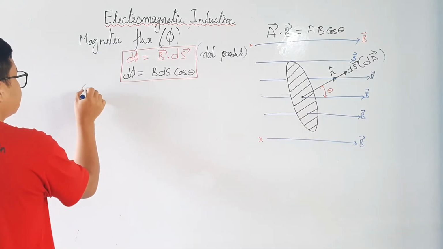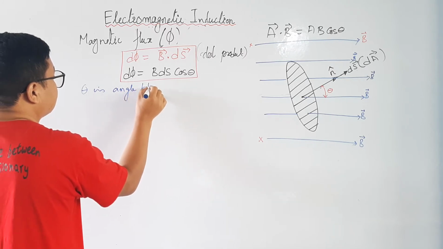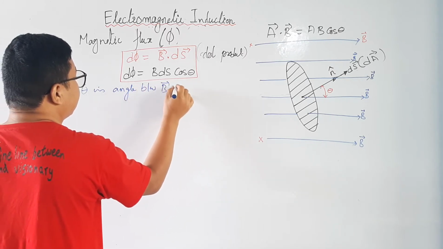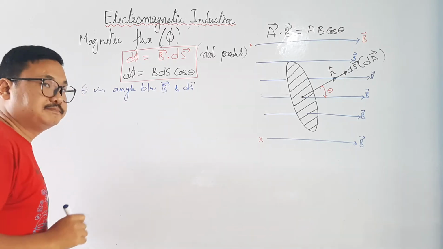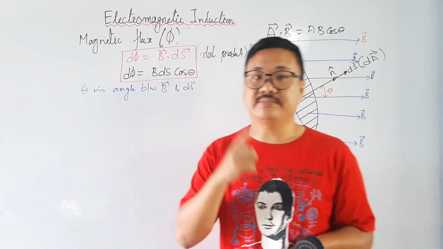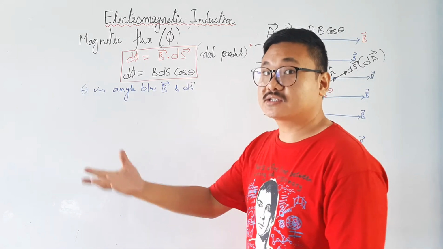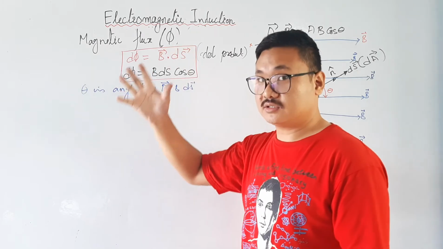You have to write this: theta is the angle between the magnetic field and the ds vector. So this is the mathematical form: B ds cos theta. B ds cos theta, you have to understand. In chapter 1 it was E ds cos theta. This is B ds cos theta.